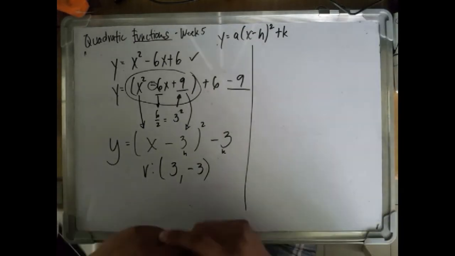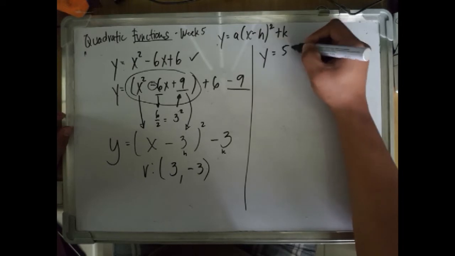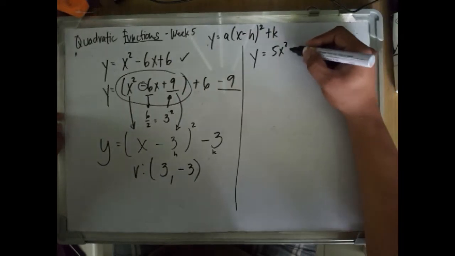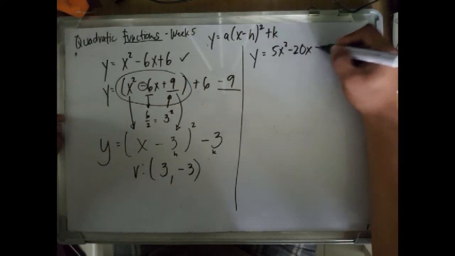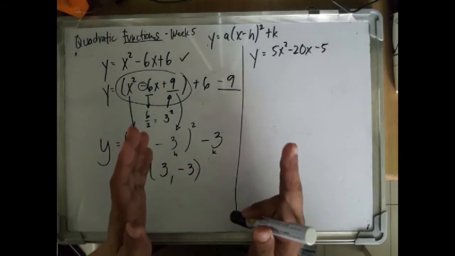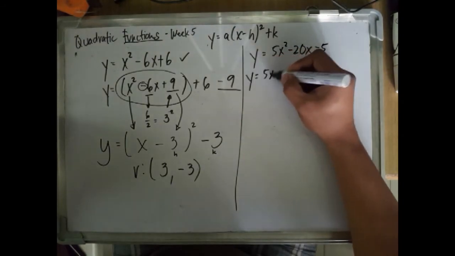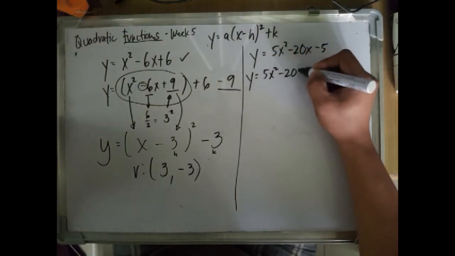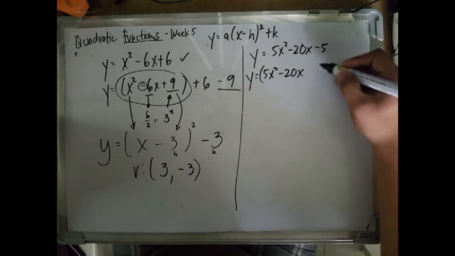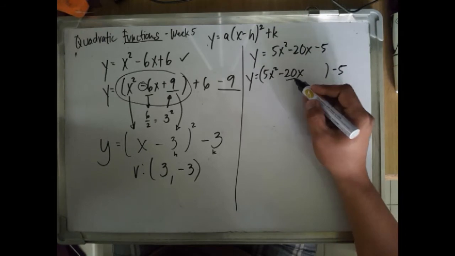So, lagyan natin ng number sa unahan. So, what if we have y equals 5x squared minus 20x minus 5. So, first, isa-sort natin yung may mga x, walang x. So, gagawin natin is y equals 5x squared minus 20x, nilayo si minus 5. So, gagawin na ba natin yung i-divide sa 2, then squared?